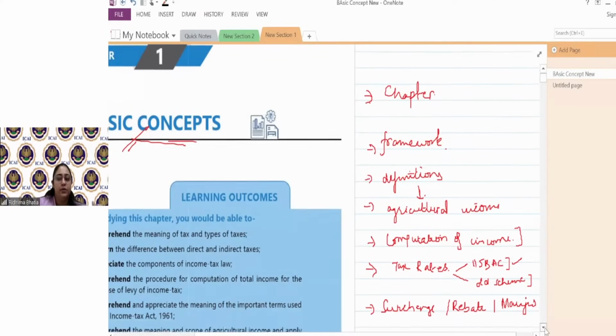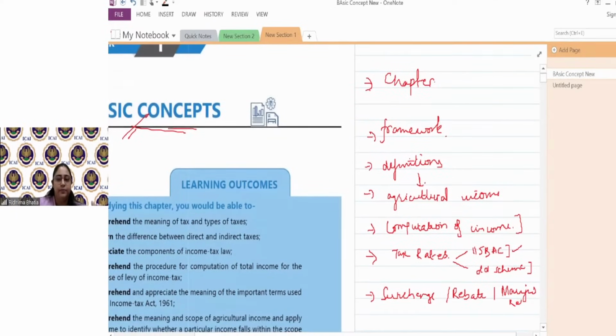This is all covered here. Then we will be understanding partial integration. So these are the major things covered here, apart from certain exceptions to previous year assessment. So this is what the particular chapter covers.